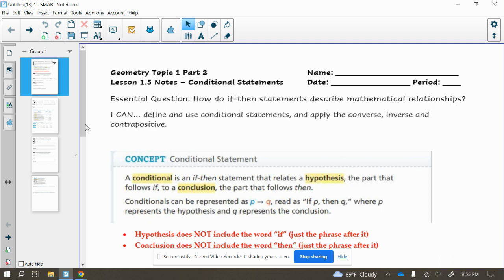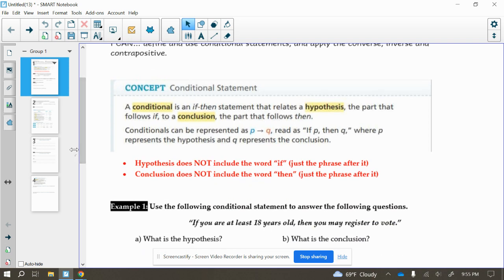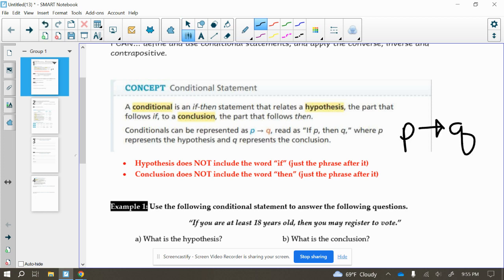A conditional statement is an if-then statement that is written in the form of if P, then Q. So we oftentimes say if this, then that. So you'll see P, then Q happens.